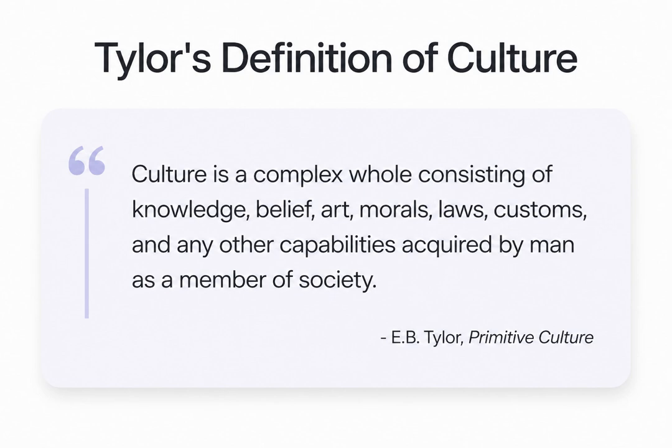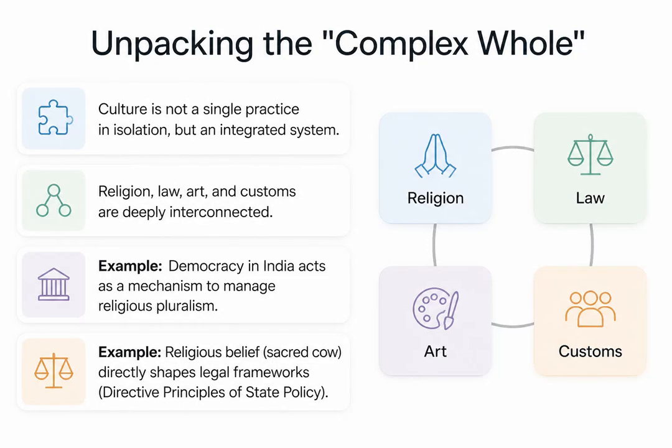Every single component of this definition deserves our careful attention to truly understand his theoretical framework. Let's start with the phrase complex whole. This asserts that culture is not just a random collection of isolated practices. It is an integrated system where everything functions together, through which these different religious groups negotiate coexistence. Without democracy, the system might fragment.